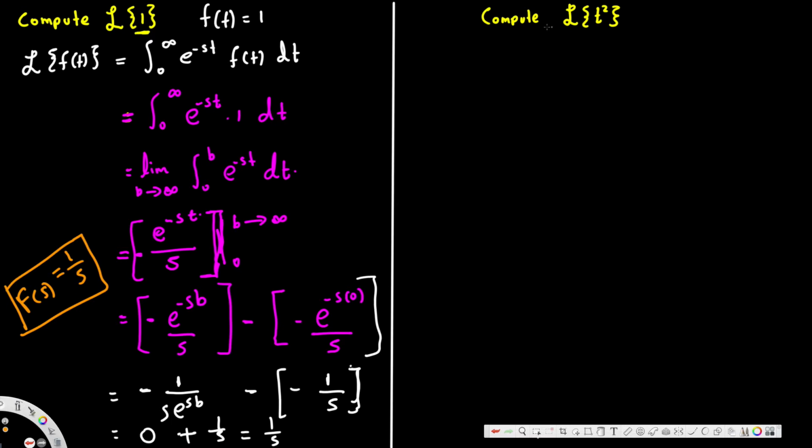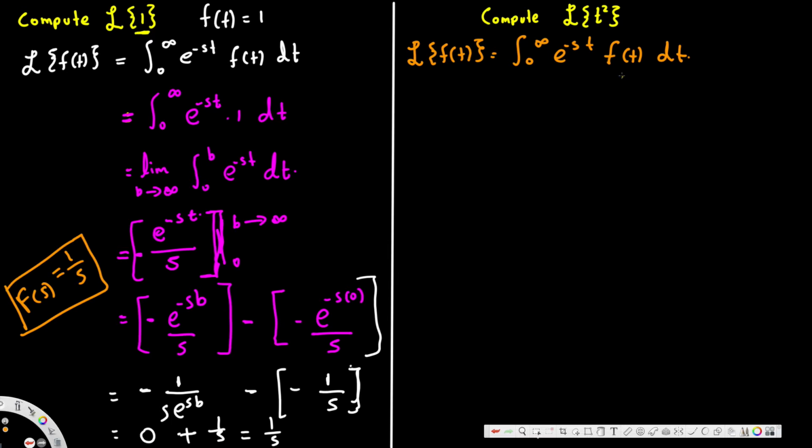Now let's look at this one. Compute the Laplace transform of t square. Same equation. Whenever we have a Laplace transform of a function, the generic equation is the integral from 0 to infinity of e power negative st f of t dt.